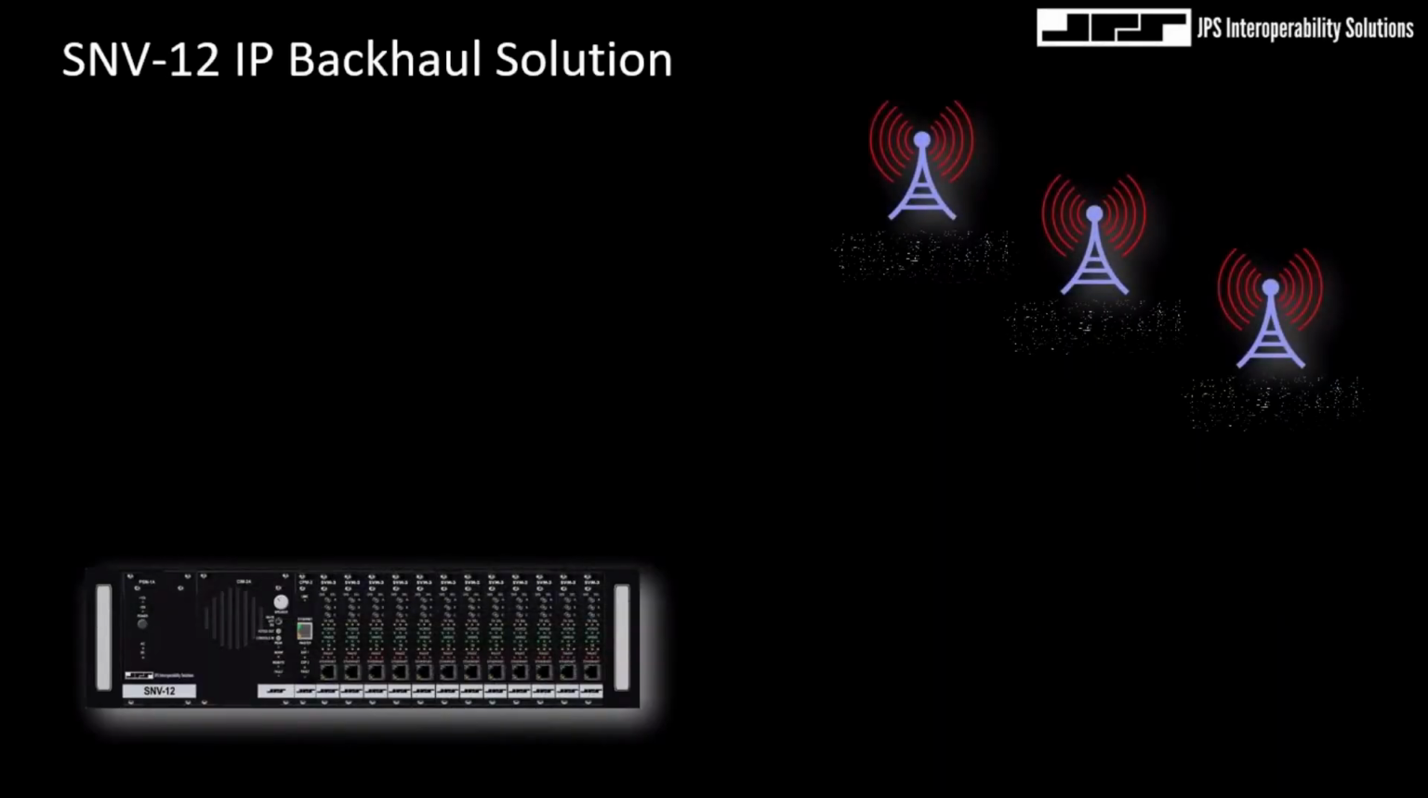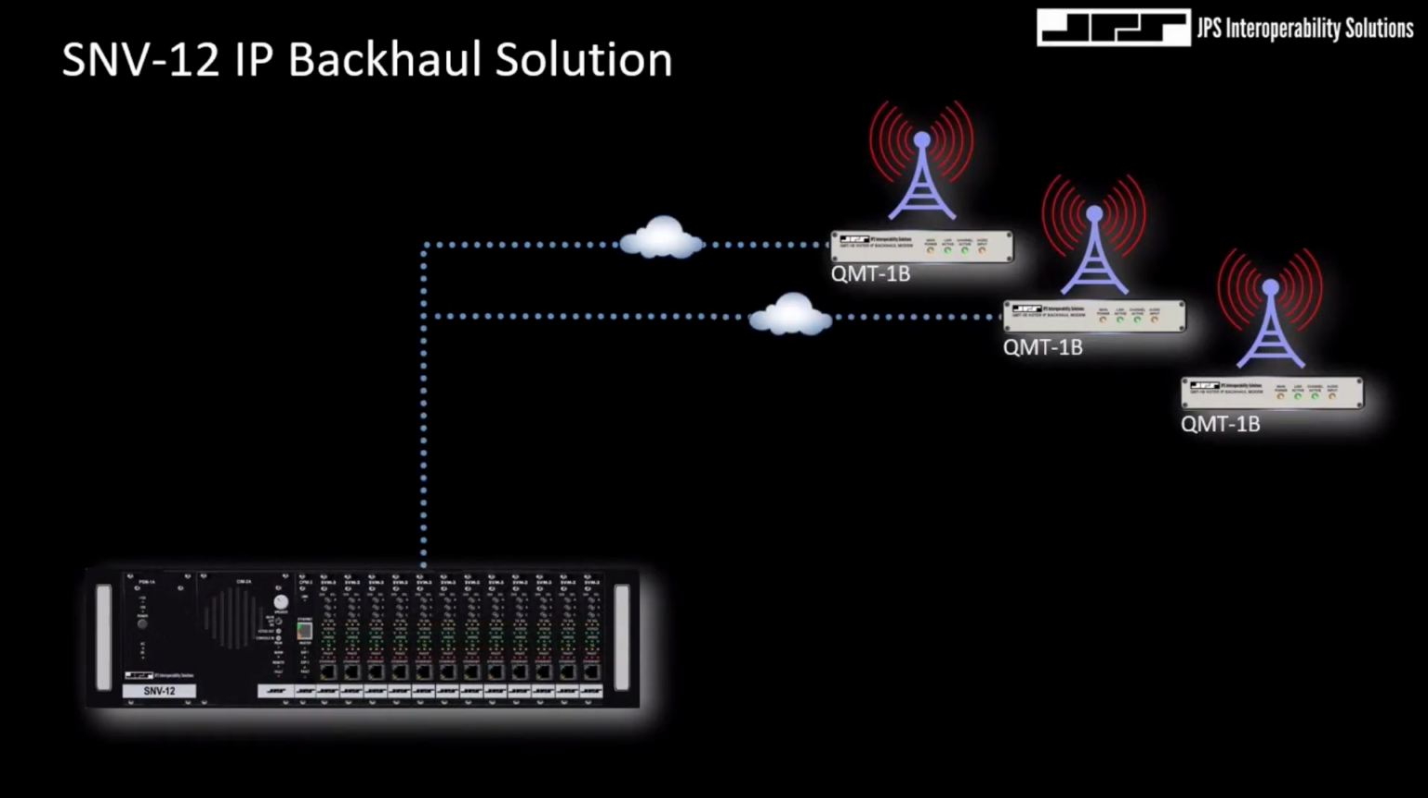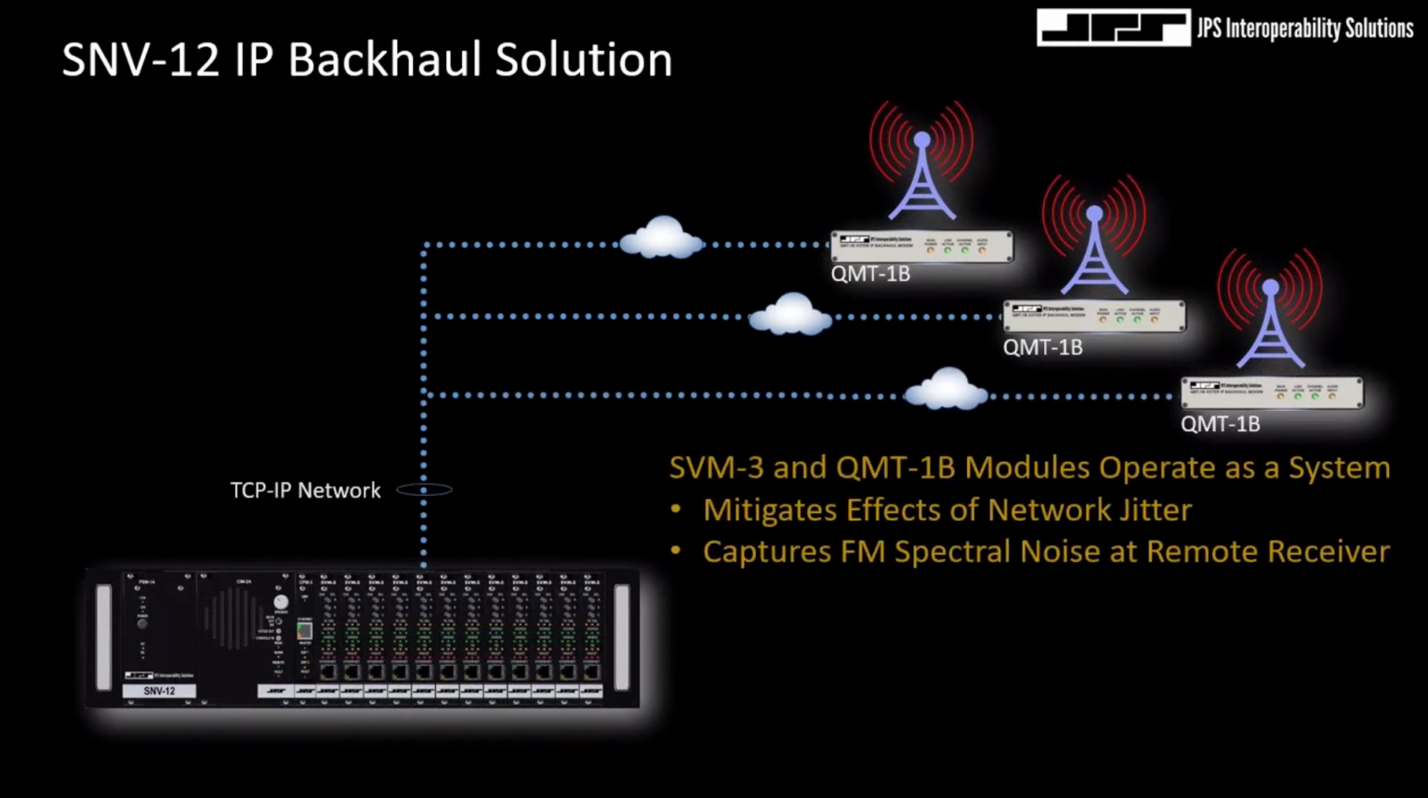So the introduction of the SVM3 digital site voter module and its complementary QMT1 and QMT1B IP backhaul modems were first introduced in 2018, and we're not really going to dive too deep into that theory, but you can also check out some of our previous webcasts on our website for more information regarding IP backhaul. So the SVM3 digital site voter modules that reside in the SNV-12 chassis are able to support up to 3 QMT IP modems, as you can see in this illustration.